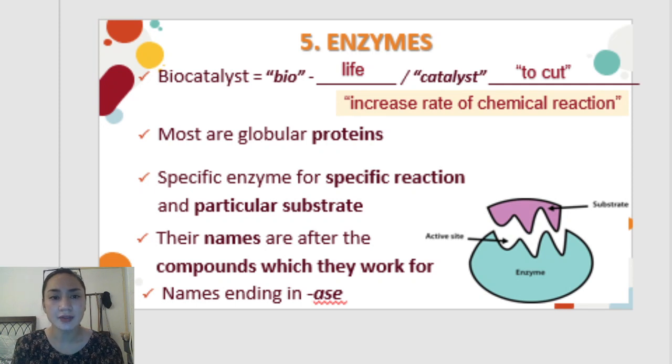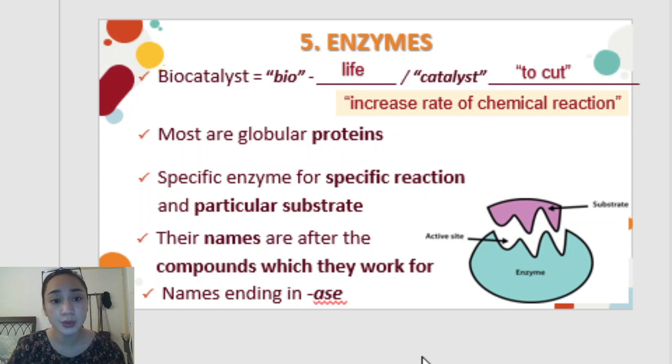Okay, next we have enzymes. So, ito na yung mga minor biomolecules. So, yung enzymes natin, they are biocatalyst. Bio meaning life, and catalyst meaning to cut or to increase rate of chemical reactions. So, sila yan, no? Yung mga nagpapabilis daw ng chemical reactions. Enzymes. They are mostly globular proteins. So, when we say globular, ibig sabihin, in a shape that is round, such as this one, no? Globular.